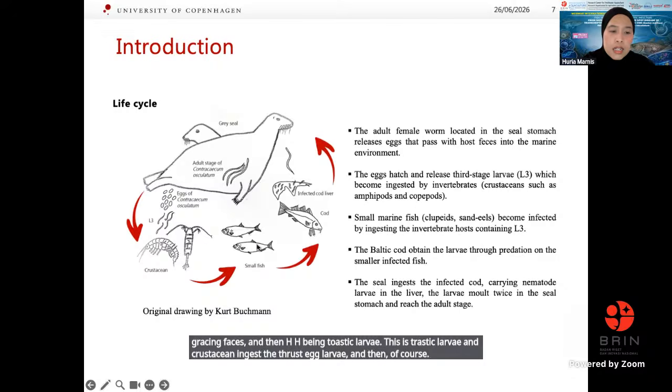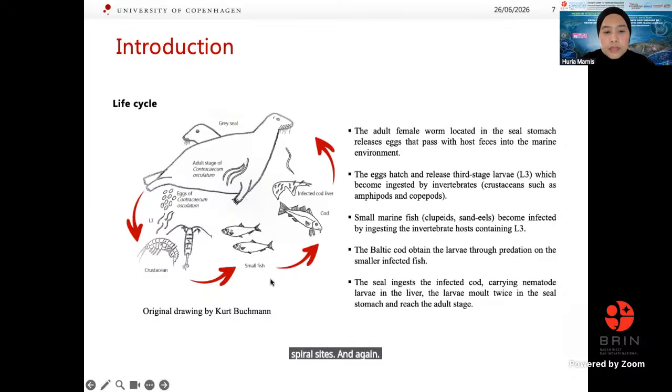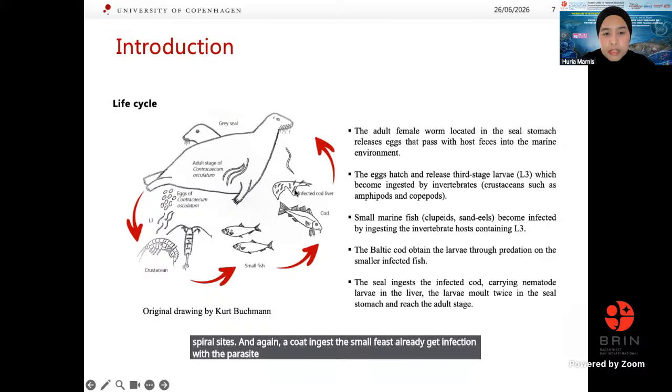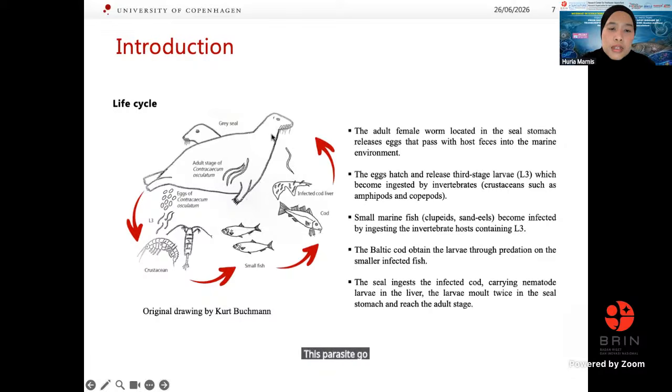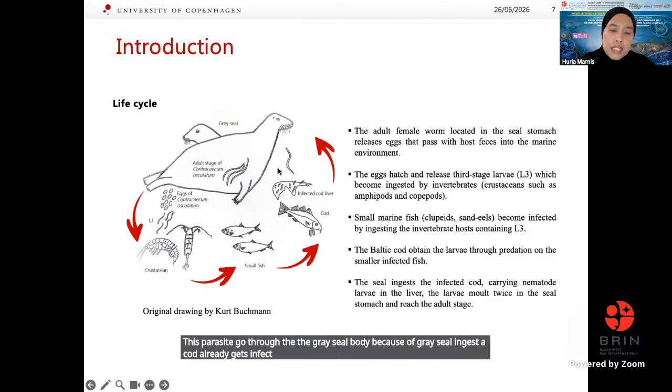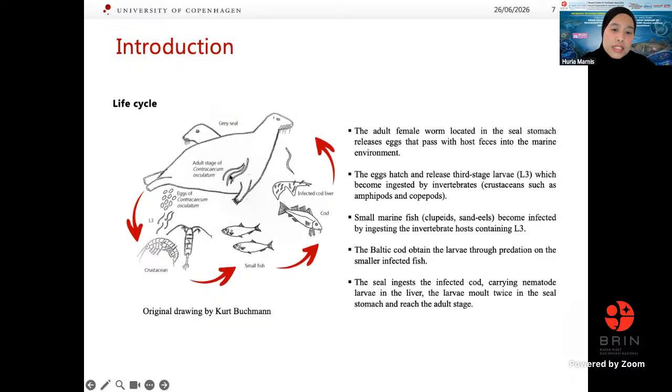And then of course the small fish get infected because they ingest the crustaceans already infected with these parasites. Again, a cod ingests the small fish already infected with the parasite, and this parasite goes into the gray seal body because a gray seal ingests a cod already infected in the liver. The adult parasite molts twice in the gray seal stomach, and yes, becomes adult in the stomach of the gray seal. And this is the life cycle of the parasite.